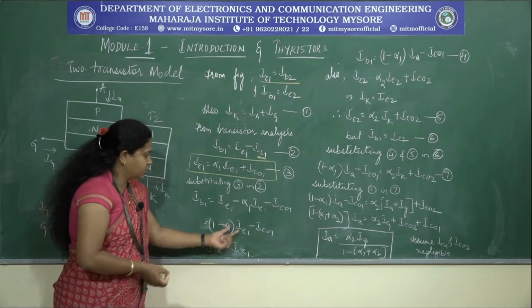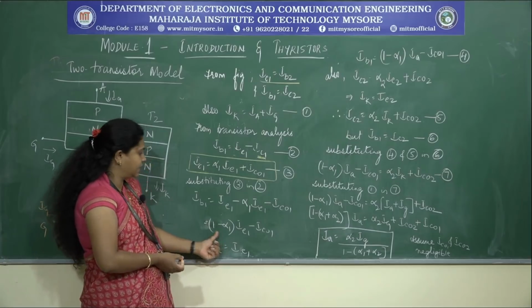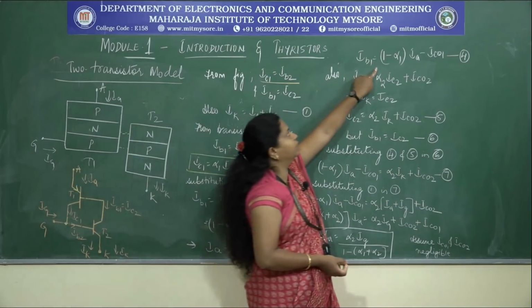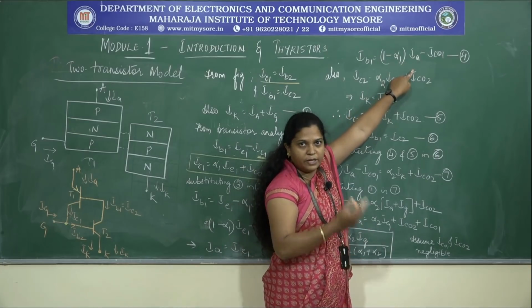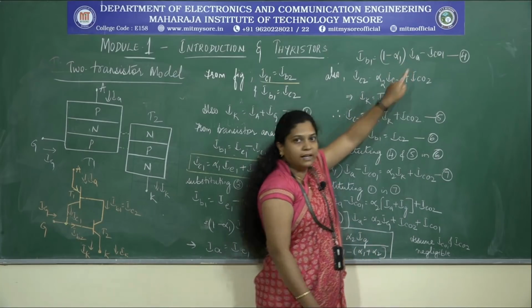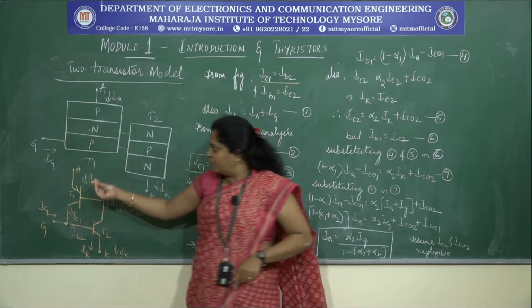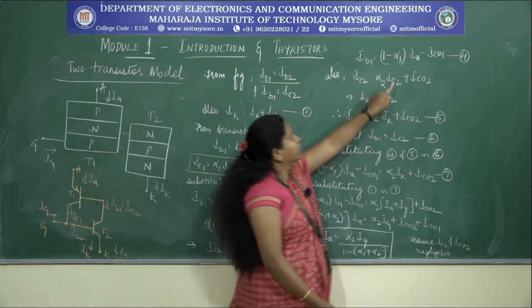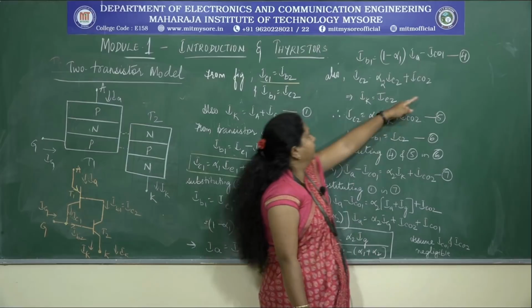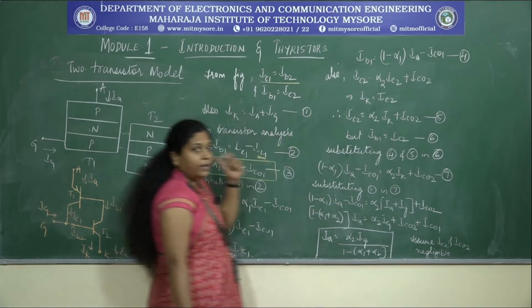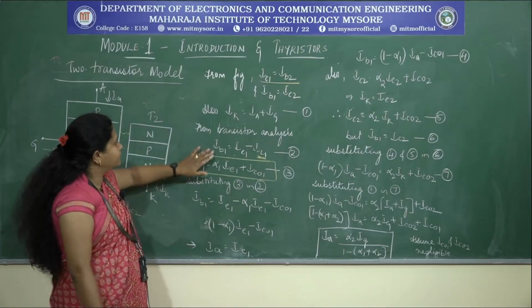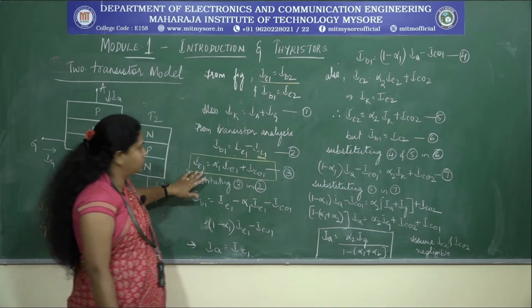We know that. So, substituting here, the equation changes to IB1 is equal to (1 minus alpha 1) into IA. Instead of mentioning it as emitter current, directly we are going to write it as anode current. Now, minus ICO1. Keep it as it is, and call it equation number 4. Similarly, we have two transistors. For the first transistor we have taken this equation.